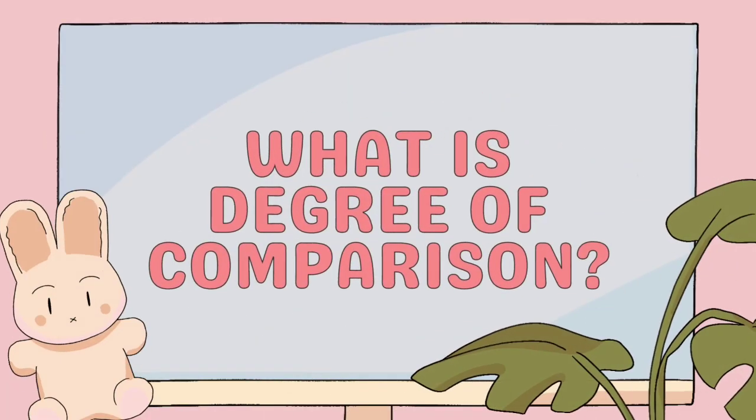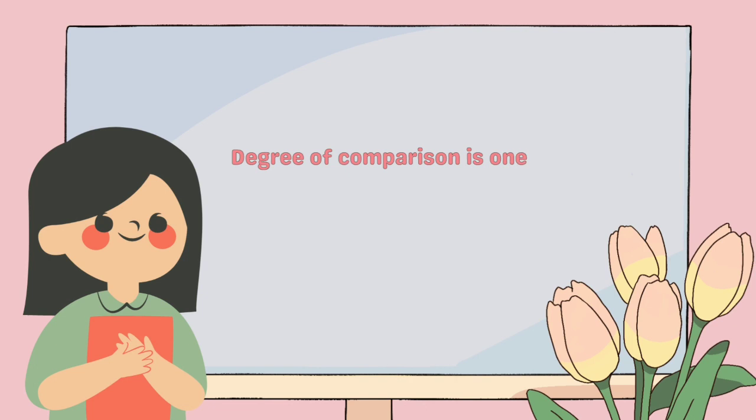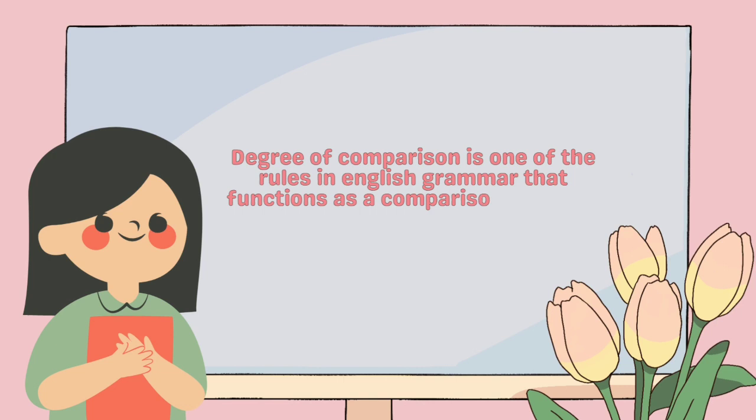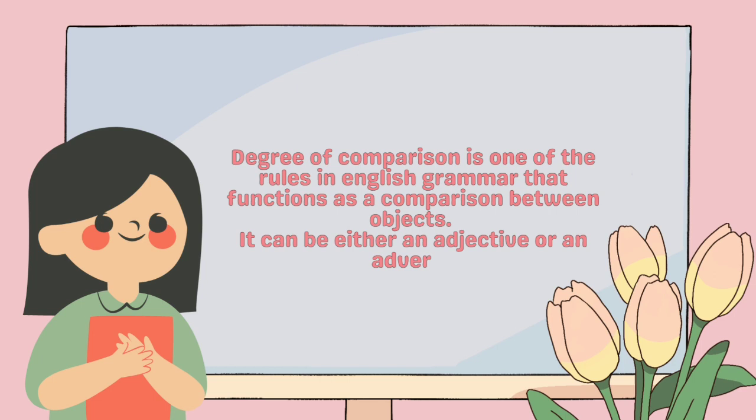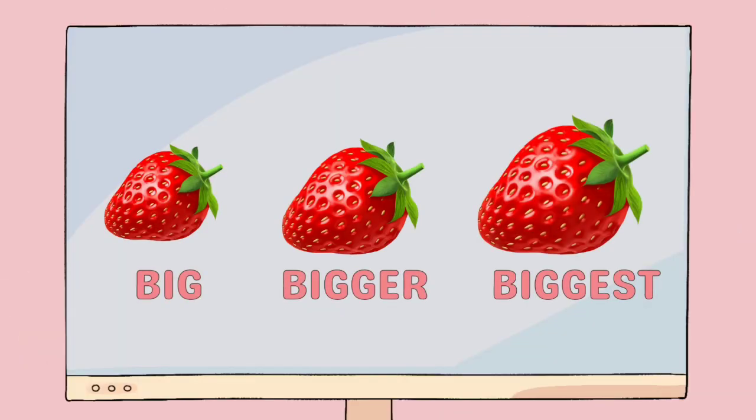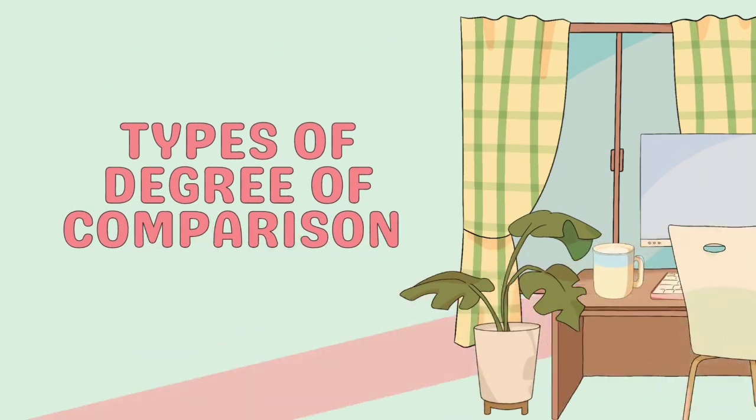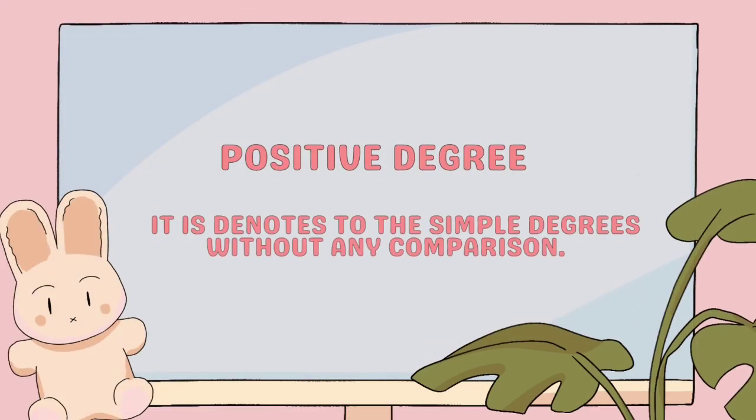Let's get started. First of all, we need to know what degree of comparison is. Degree of comparison is one of the rules in English grammar that function as a comparison between objects. It can be either an adjective or an adverb. Let's see this picture. Big, bigger, and biggest. Let's move to the types of degree of comparison. The first is positive degree. It denotes the simple degree without any comparison.